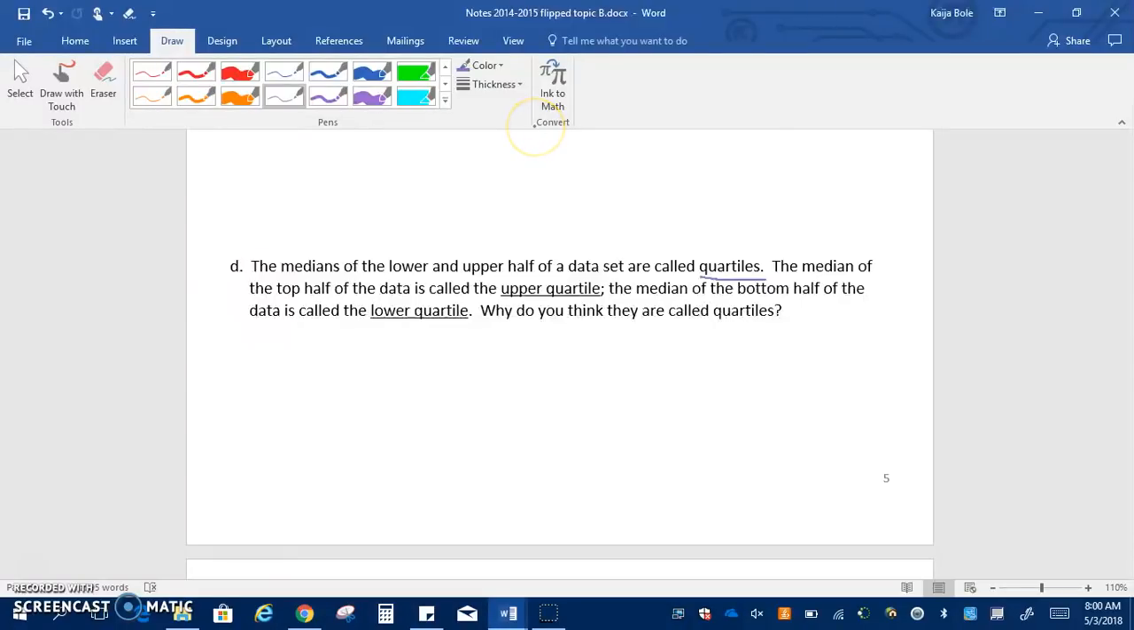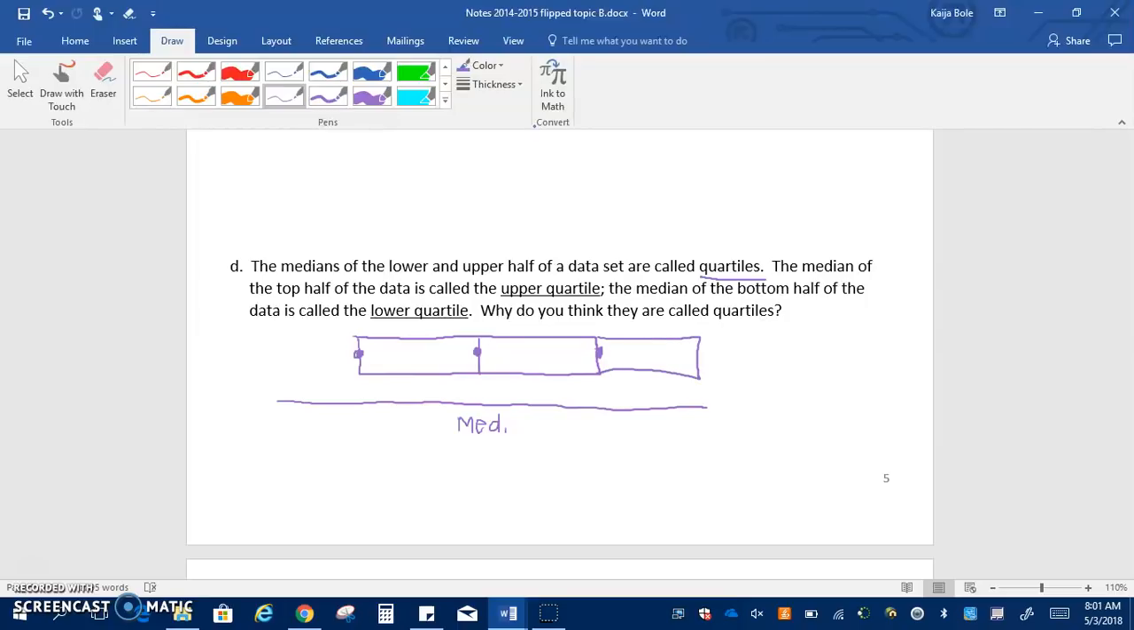Why do you think they're called quartiles? Well, if I gave you a dot plot, and this was our median, and then we have an upper quartile, so an upper median, and a lower median, and then we draw a box in here, those are 1, 2, but we still have all the rest of the data down to our minimum and our maximum.